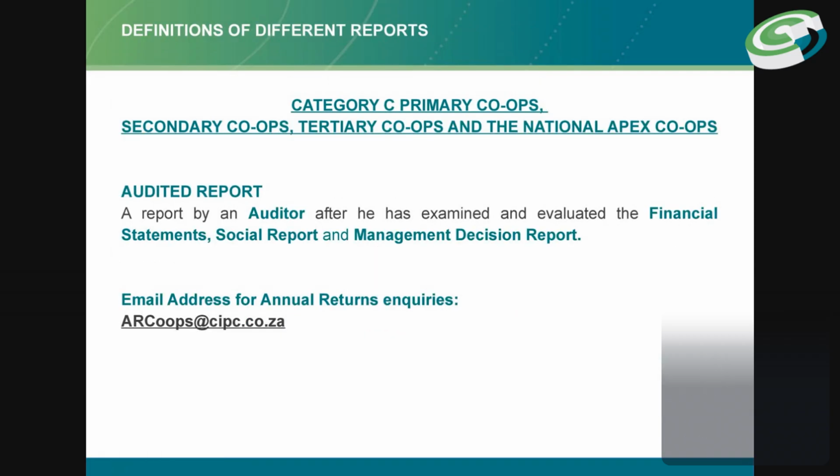Moving on, still continuing with the definition, category C, primary co-ops, we have secondary, tertiary, and national apex. These are the bigger co-ops that need audited report. That report needs to be prepared by the auditor, and he must examine and evaluate the financial statement, social report, and management decision report for all of the above category C co-ops. And we also have the dedicated emails for queries that are related to co-ops annual return.